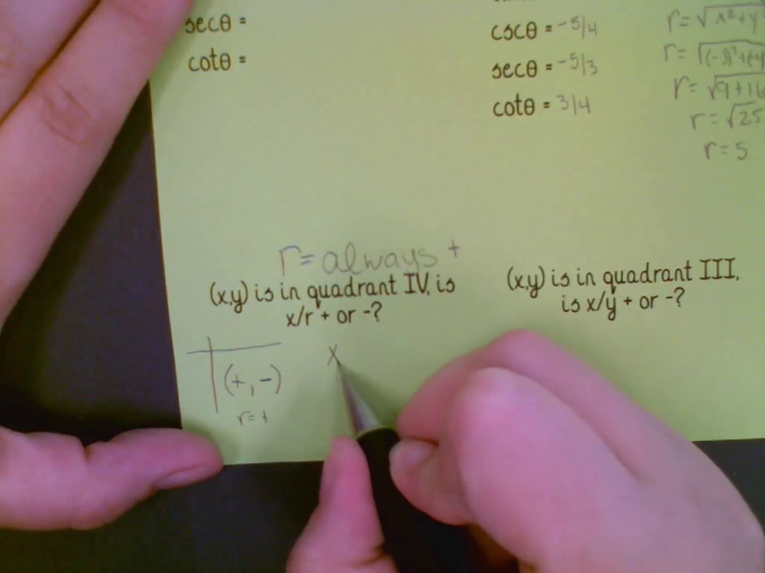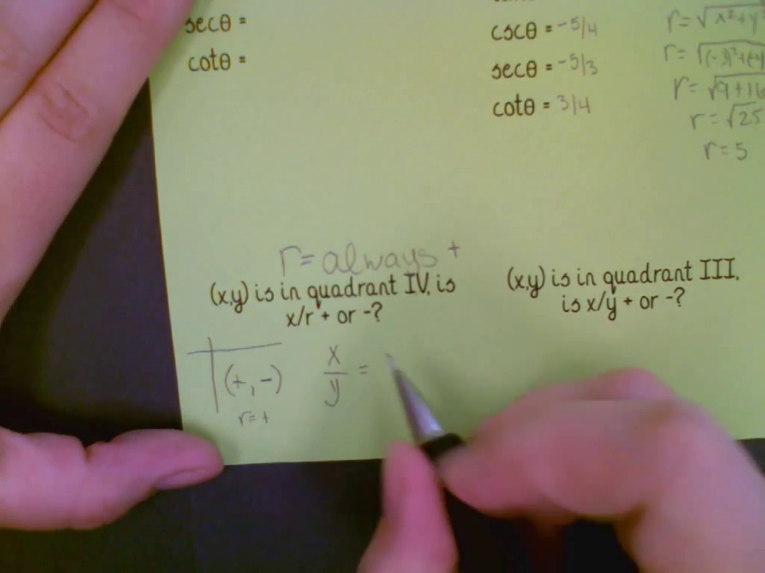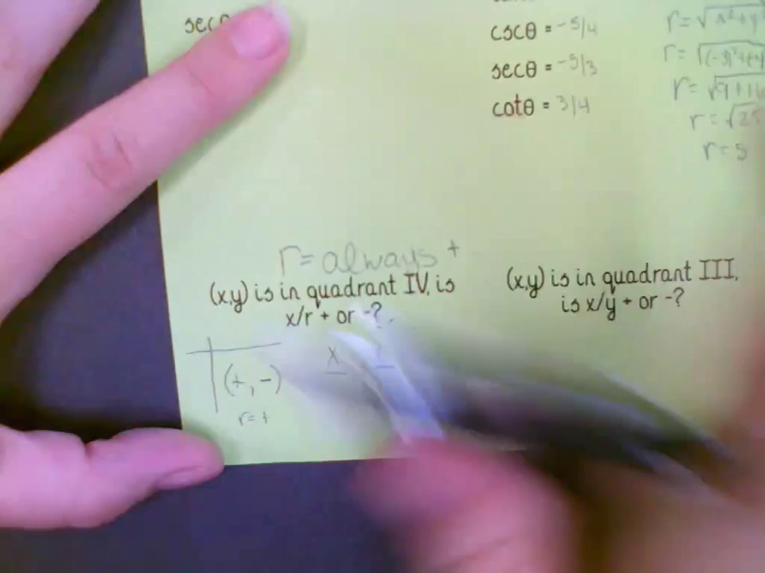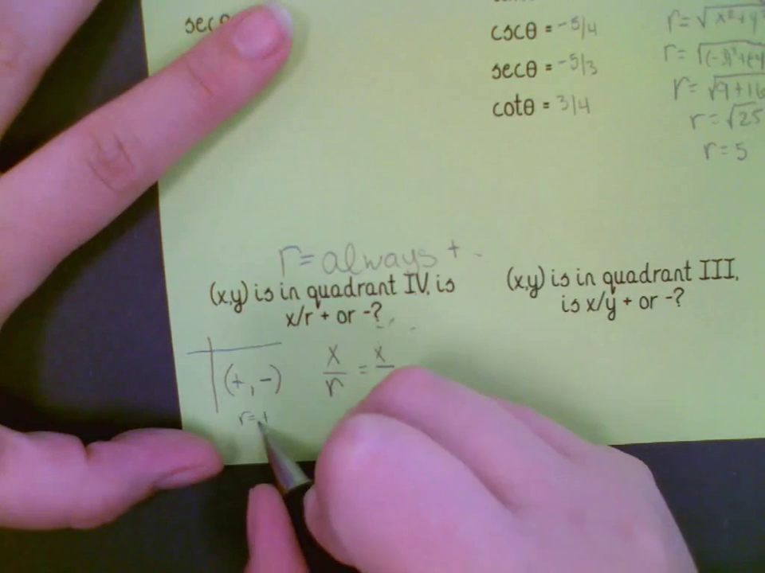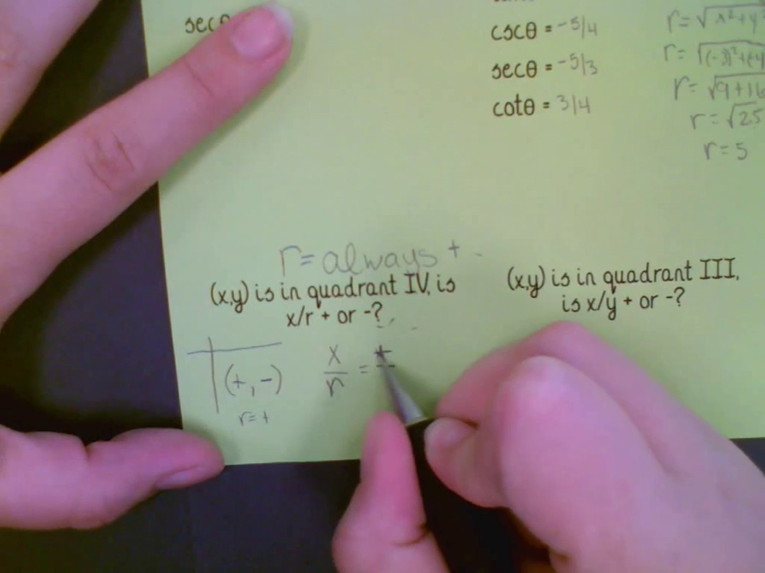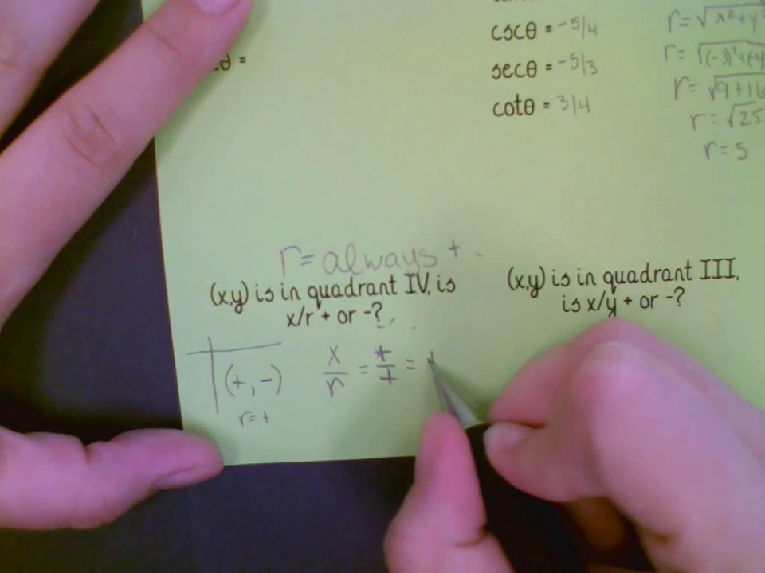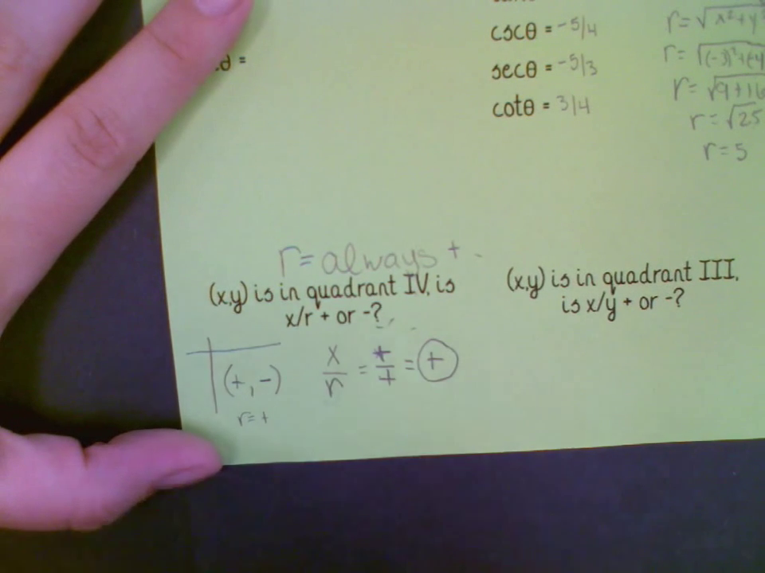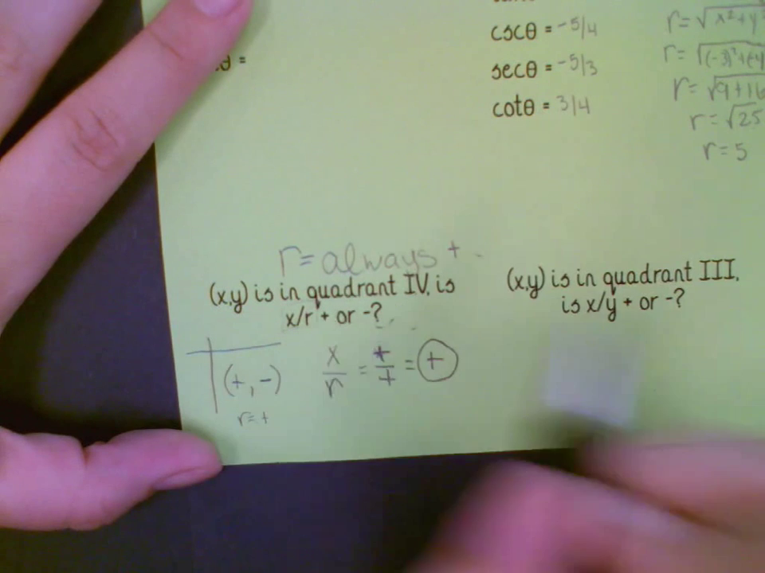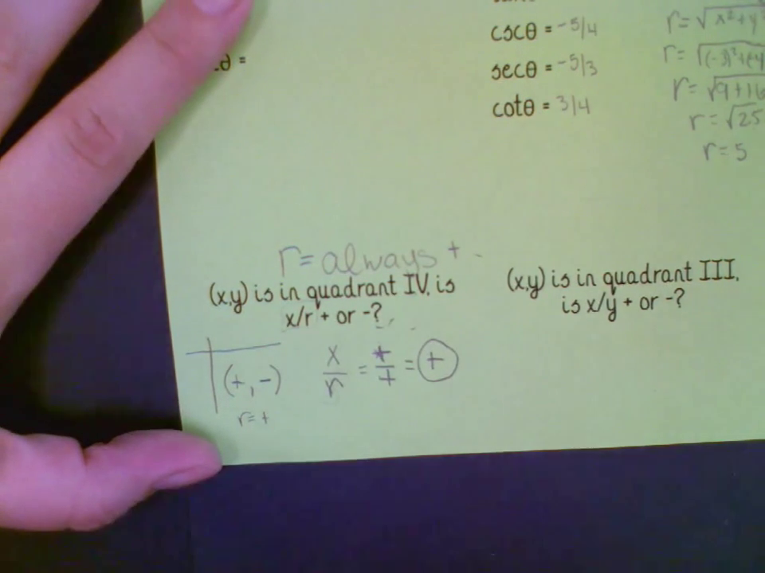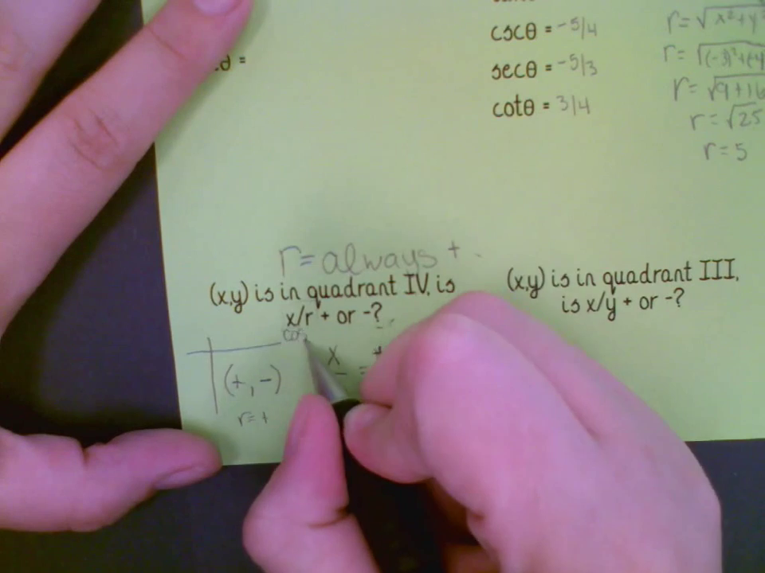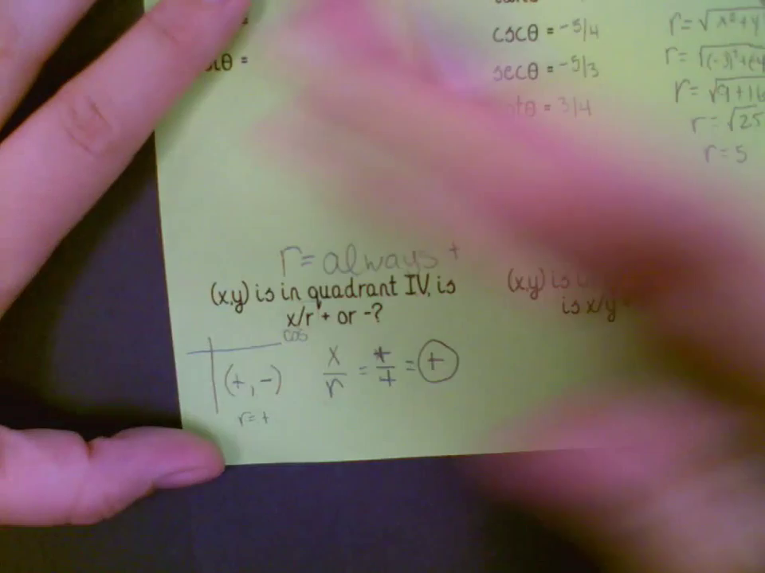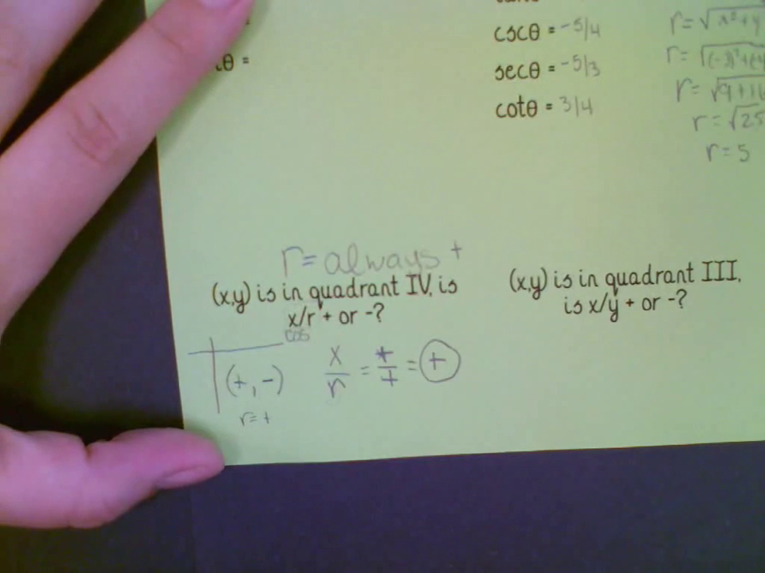So if we're looking at x over r in quadrant 4, well, our x value is positive, and our r value is always positive. So positive and positive would mean that our answer for the ratio x over r is positive. So what trig function does x over r represent? Good, that represents cosine. So that means that our cosine value in quadrant 4 is always positive, which we're going to talk more about in lesson 1.4.